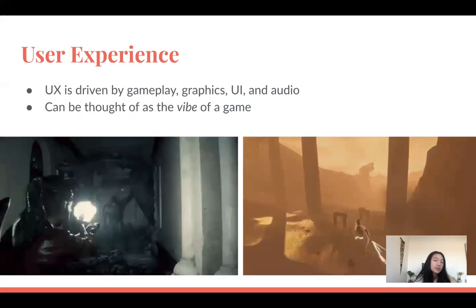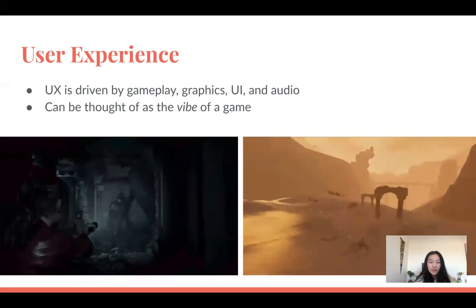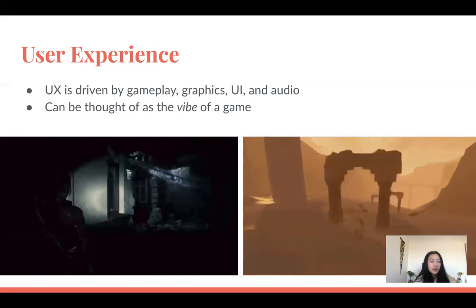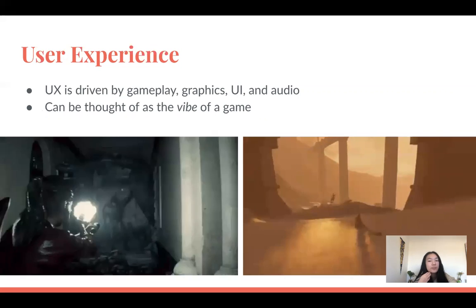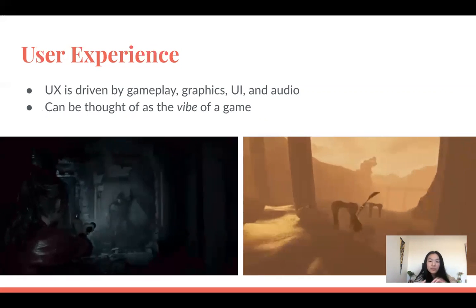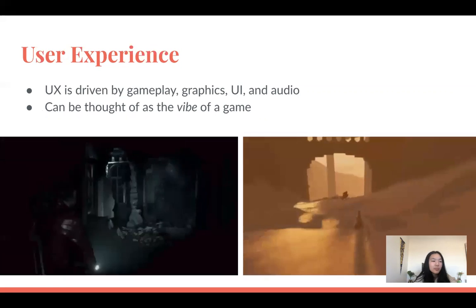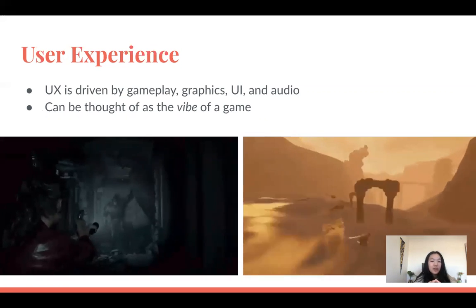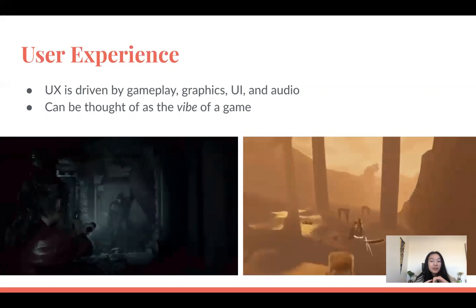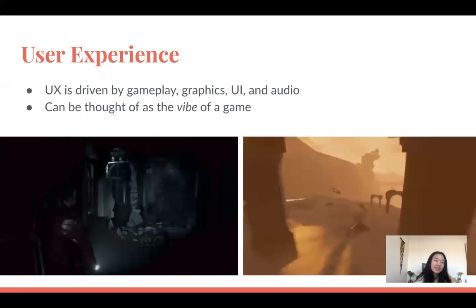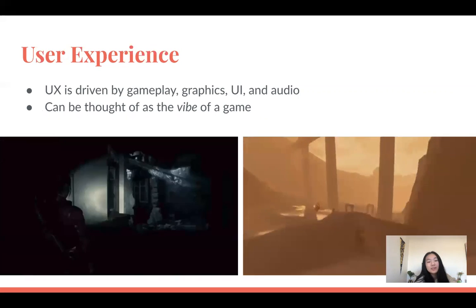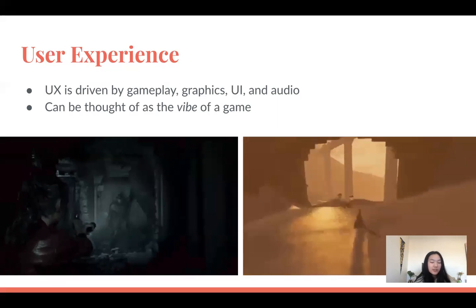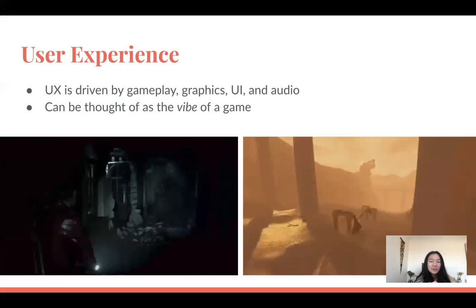And so user experience, UX, is driven by gameplay, graphics, UI, and audio. So it can be kind of thought of as the vibe of the game. And so on the right, we have a very minimalistic look with very little UI, but this is what makes Journey beautiful and an amazing adventure. But UI is also something that can make a game feel terrifying. And so, for example, Resident Evil is scary because of how minimal the UI is, how rough it is, the dark colors and the grays, and there's nothing flashy. So it's always this constantly spooky vibe.